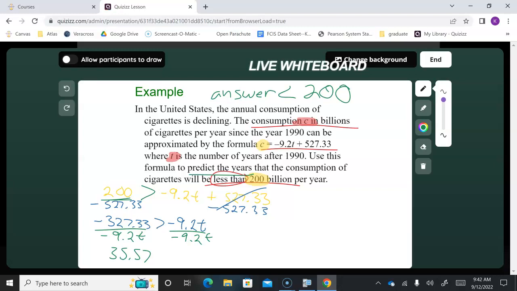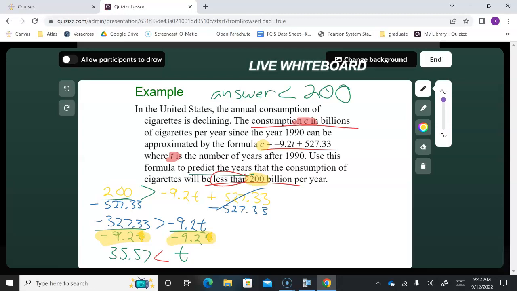Okay, so we need to flip our inequality. Why am I flipping it? Because I divided by a negative. I don't know why I put t in there. Ignore the fact that there's a t there. My brain stopped working. Okay? So I divided by negative, so that means I got to flip that inequality. So t has to be greater than 35.57.